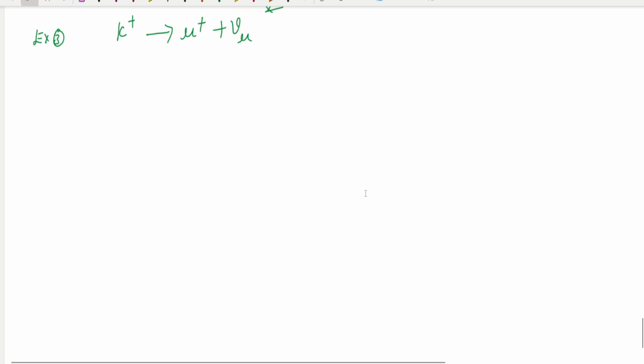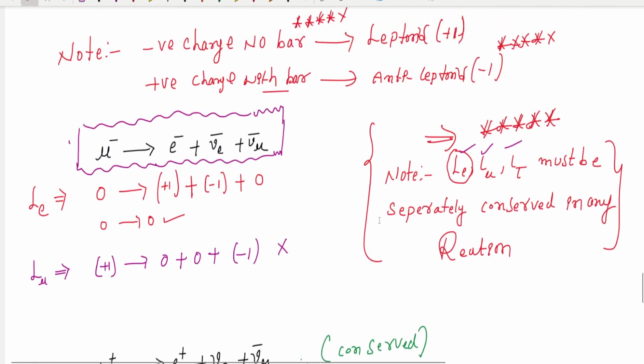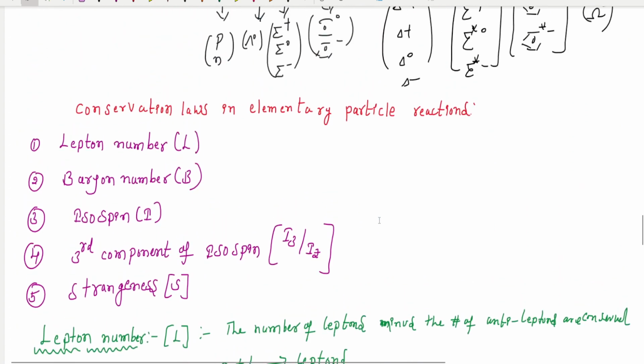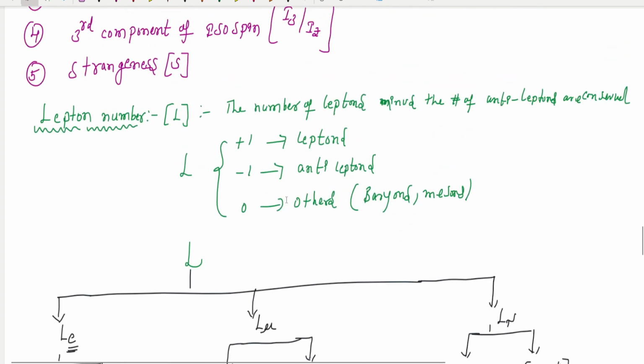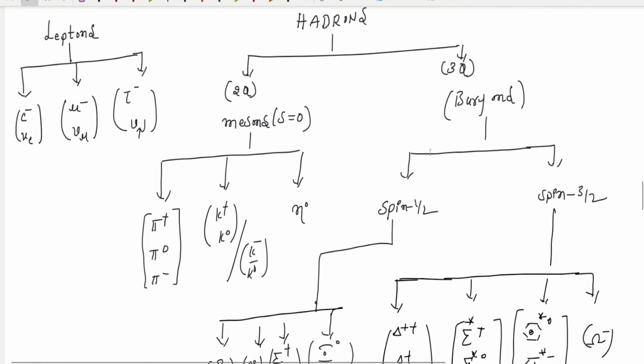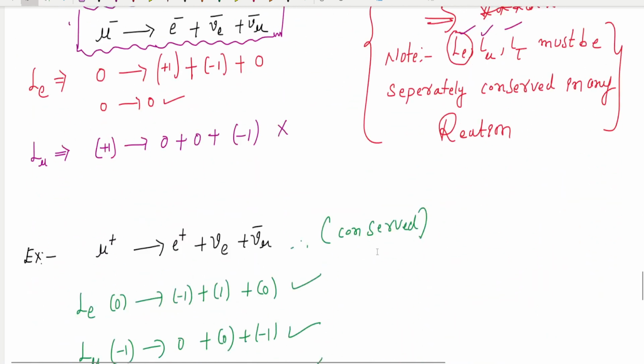And the next conservation law is baryon number, right? So what are the baryons? The baryons are the spin 1/2 and spin 3/2 particles. These are the baryon numbers. So therefore, I am going to write that baryon number first. Baryon number, that is B.